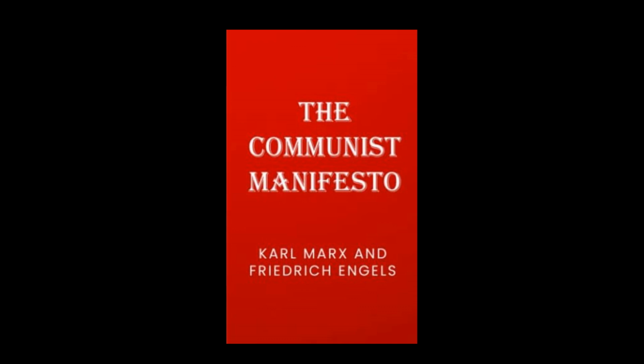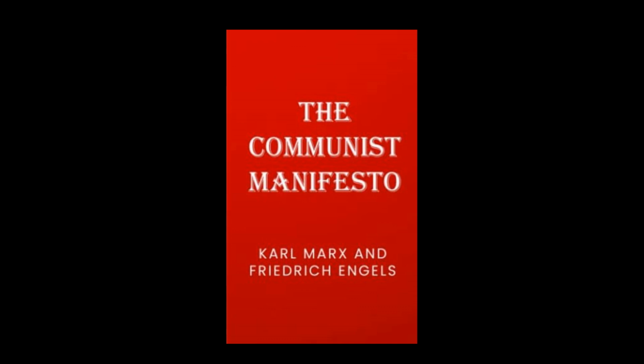The authors argue that the Communist Party must be international in scope and must work to overthrow the bourgeoisie in every country. Marx and Engels argue that the Communist Party must use any means necessary to achieve its goals, including violence. The authors argue that the Communist Party must work to abolish private property and establish a system of collective ownership of the means of production.